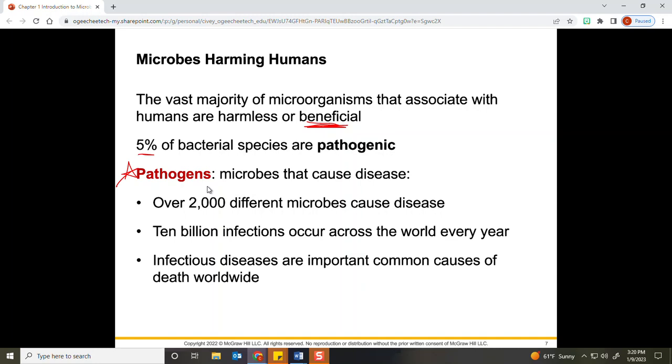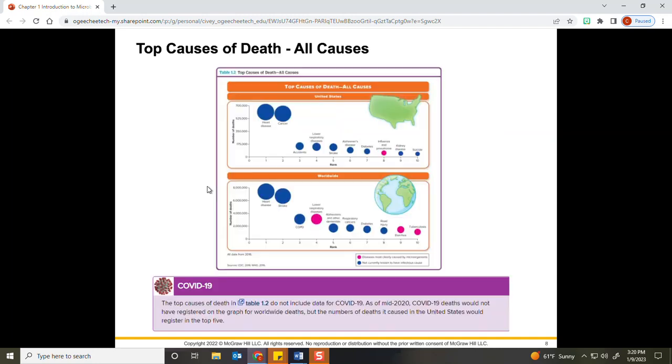There's over 2,000 different microbes that can cause disease, and 10 billion infections occur across the world every year. And these infectious diseases are an important common cause of death worldwide, hence why we're interested in them. So if we take a look at this graphic from our text, I thought it was pretty interesting to look at because it shows you the top causes of death compared to the United States versus the world.